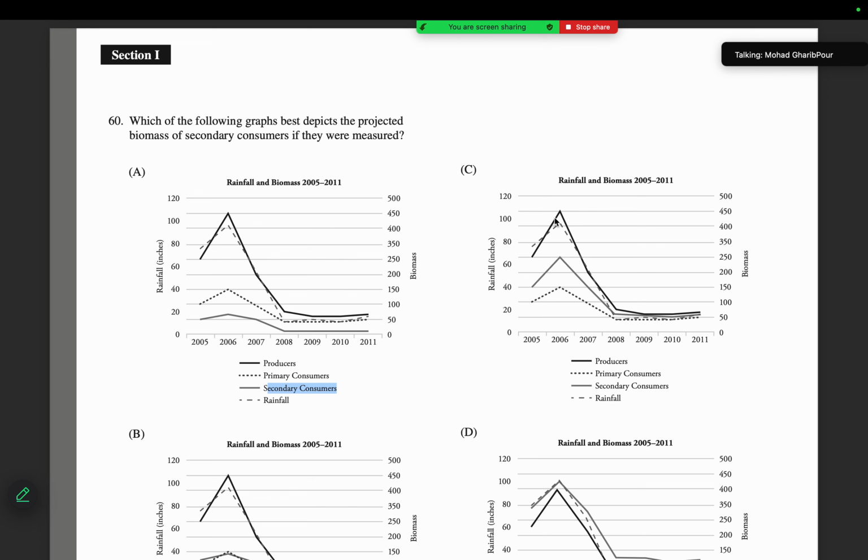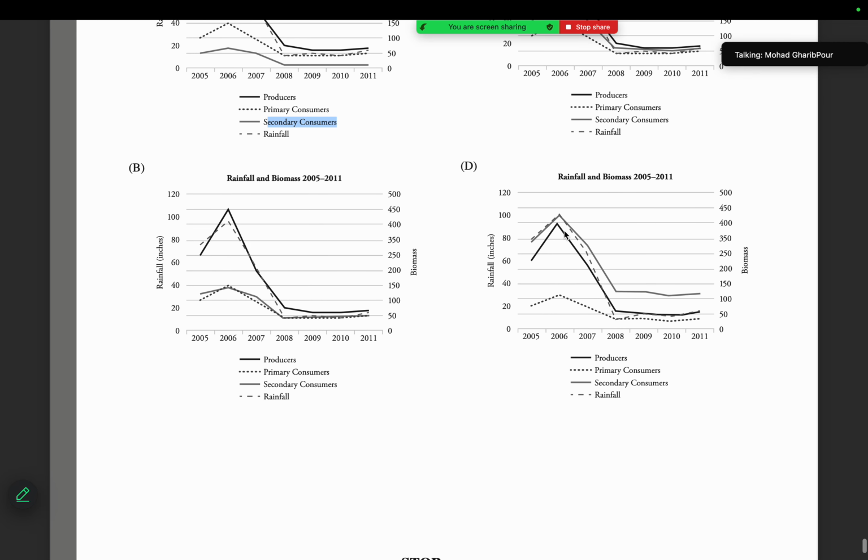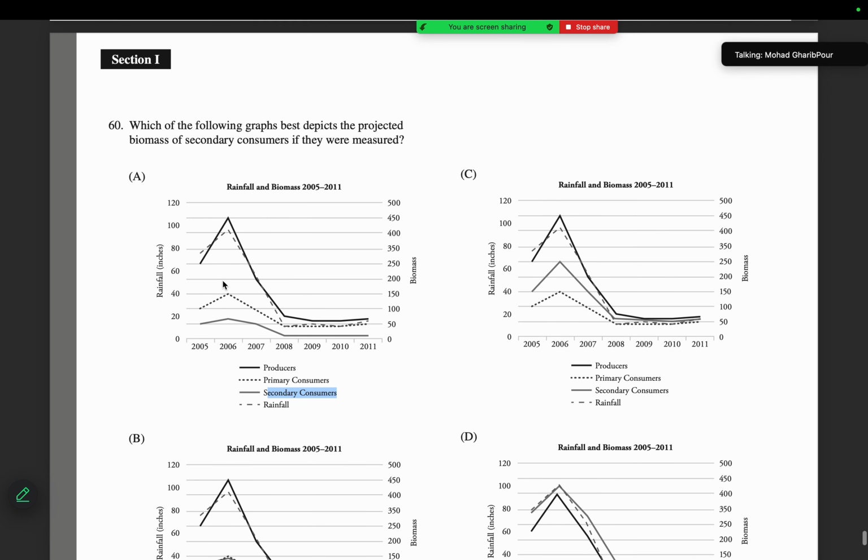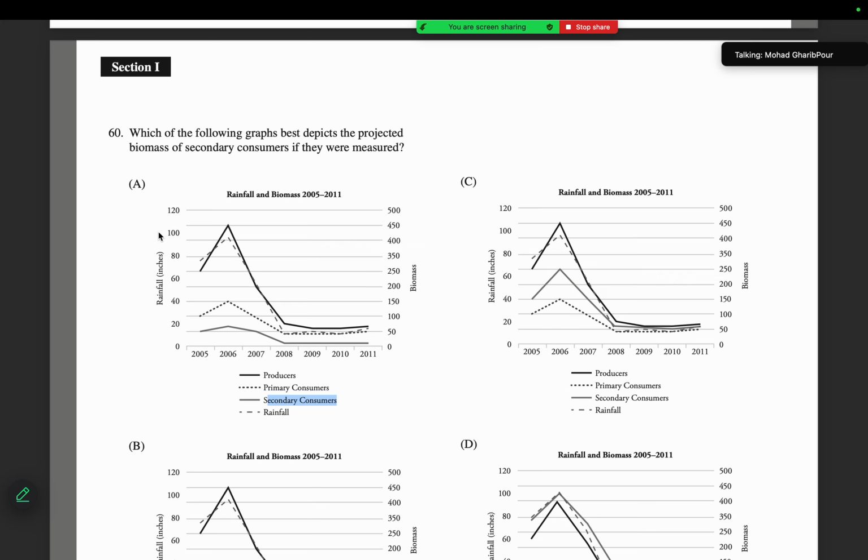And then this one, so secondary consumers cannot be greater in biomass than primary consumers. This is wrong. Over here, you see secondary consumers even greater in biomass than producers. Wrong. This, you see secondary and primary consumers at the same levels. Again, that's wrong. So it's going to be A. Any questions?